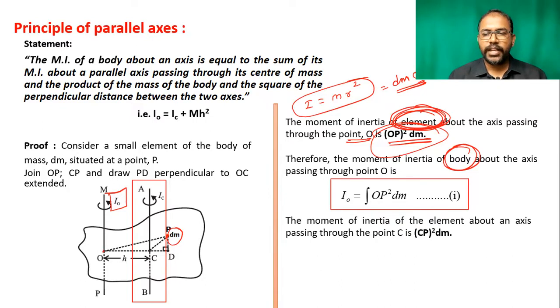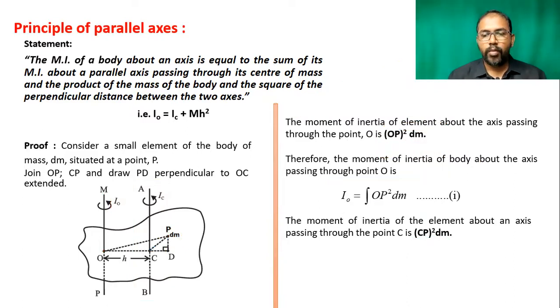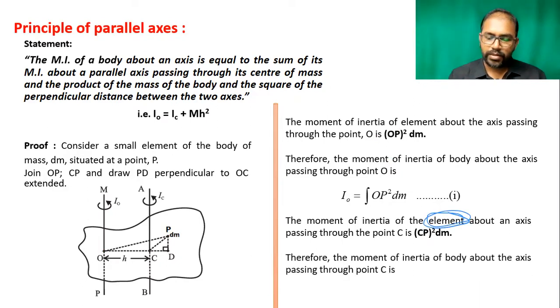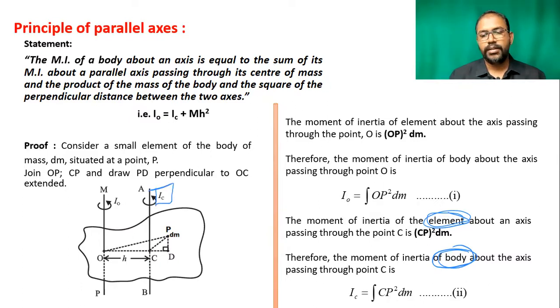So the moment of inertia of the element about an axis passing through point C: the mass is again dm and the distance is C to P, so CP square. You can see here, distance square into mass, this is the moment of inertia. Now I'm replacing the element by the body, so we have to integrate this. The moment of inertia about that axis we represent by IC. You can see in the diagram also we have shown IC. So it is equal to the integration of CP square dm, equation number 2.